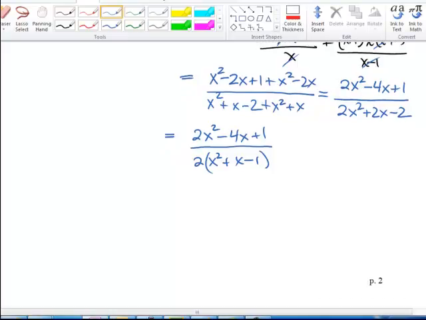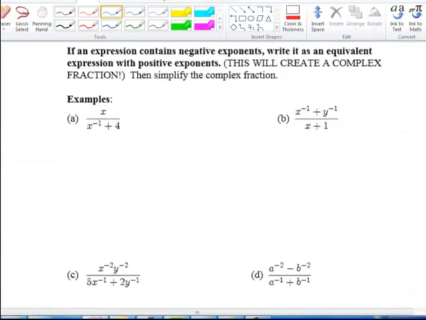A few more examples. In each of these examples, what we have doesn't necessarily look like a complex fraction at the start, but once we rewrite it, it will. So because this x to the negative 1 is added with this 4, we can't just move this x up to the numerator. We have to do the reciprocal right in that position. So it would have to look like this, which then leads us to a complex fraction.